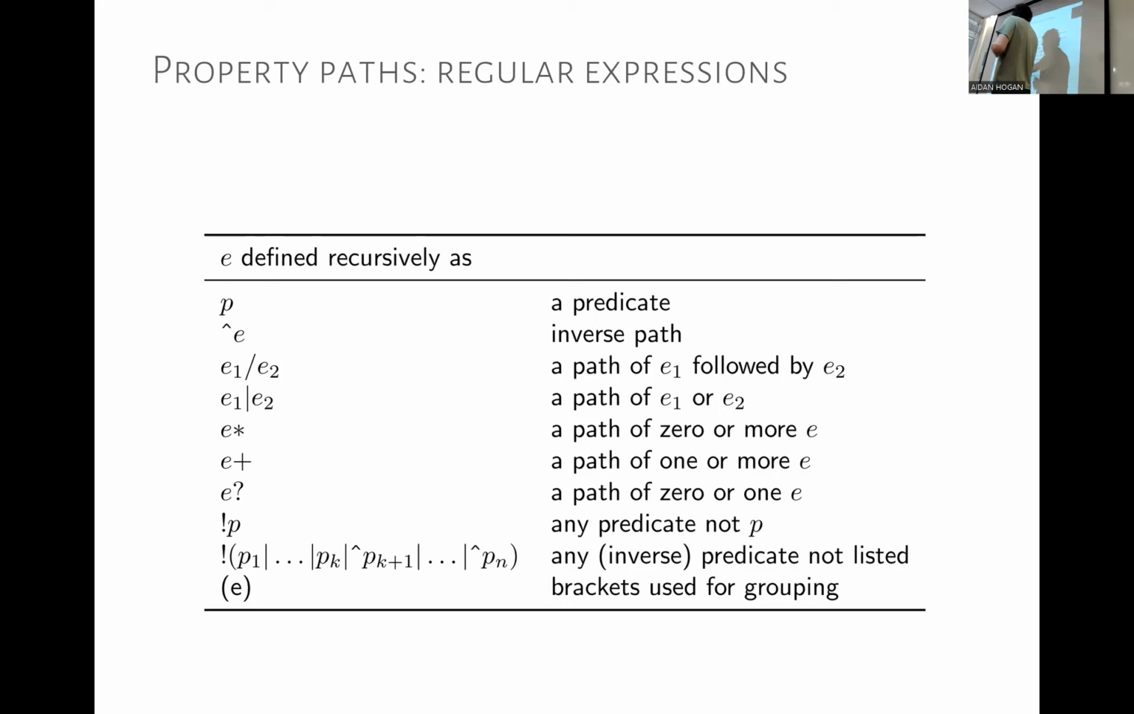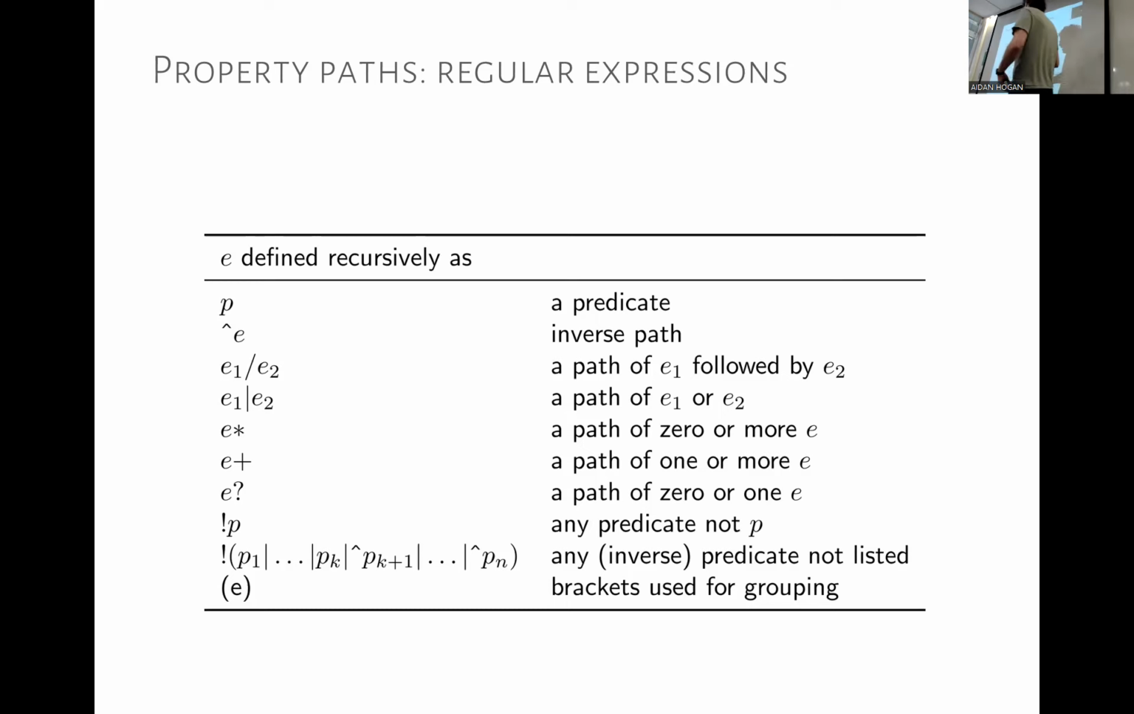E question mark is a path of 0 or 1 E. So we could say, for example, if we want to return siblings of somebody and we want to include themselves, we could do Aiden sibling question mark, which will return Aiden and then all of my siblings. So essentially it says we include the node itself and we also include whatever the path is. Not P would be whatever edge we want, but not P. So we could say Aiden not brother, which is a little bit strange, and then we would return my sisters and parents and whatever.